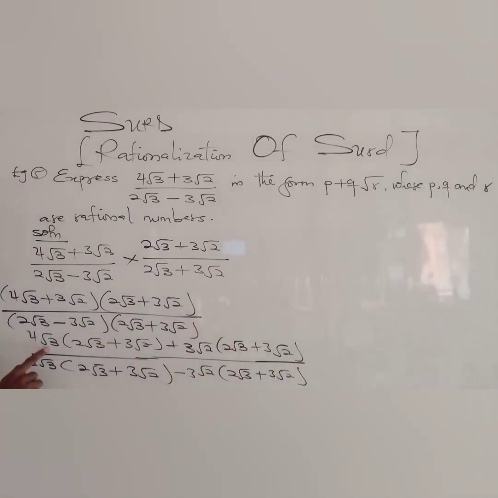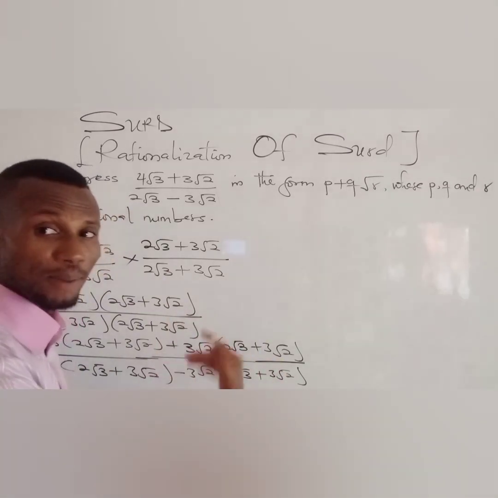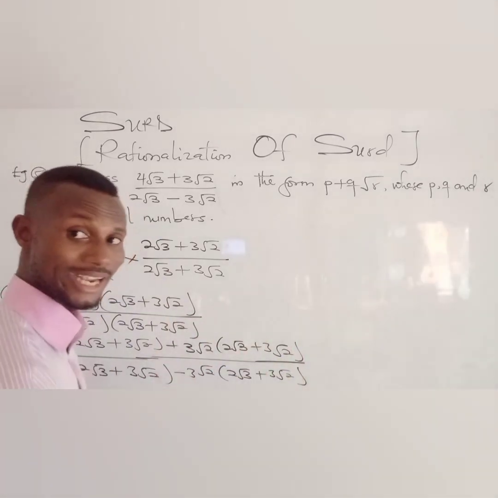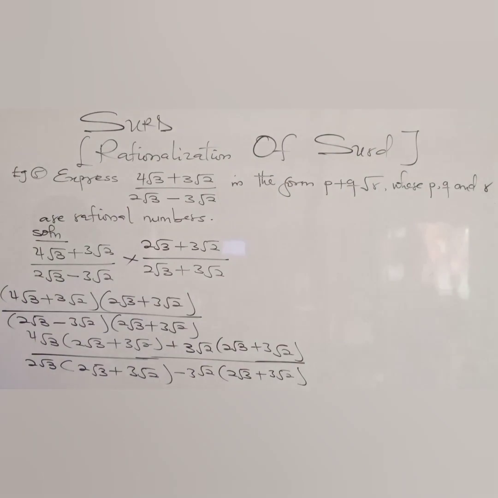This 4 root 3 will open its bracket by multiplying each term in the bracket, and this positive 3 root 2 also will open its bracket by multiplying each term in the bracket. Then we'll do the same for the denominator as well. So let's go ahead. 4 root 3 times 2 root 3 is going to give us 8 root 9, and I hope you agree with me. We've done multiplication of surds, so we are applying that here.